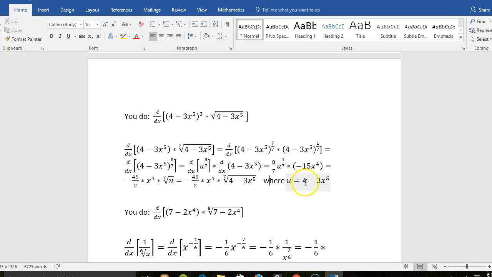We're going to let u equal 4 minus 3x to the fifth. So we do the chain rule. We do d by du of u to the 8/7 times d by dx of the interior, namely of the u itself right here. This right here can be thought of as d by dx of u, as always. And now, remember the 8/7 comes down in front, so it's 8/7 times u to the 1/7. Again, if you subtract 1 off 8/7 right here, you get 1/7 right here, and the original 8/7 comes down.